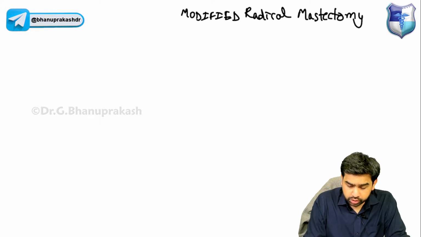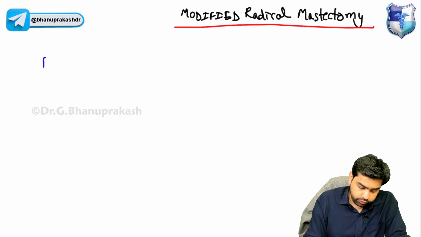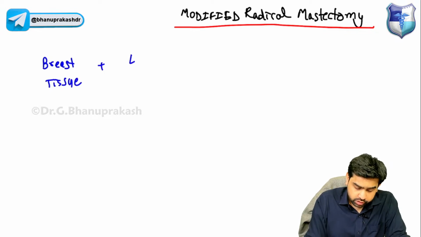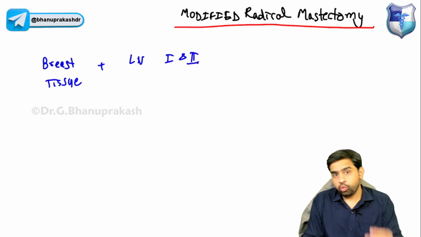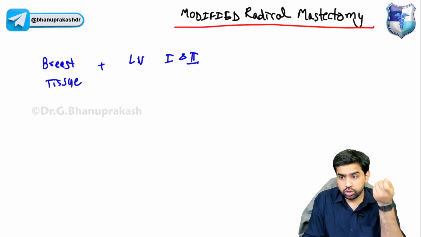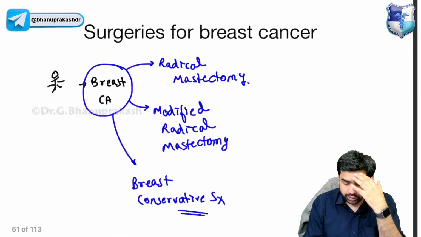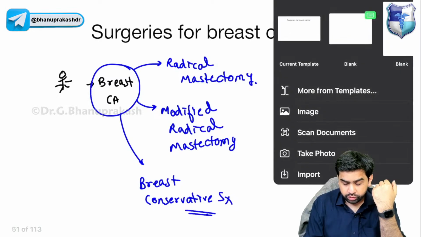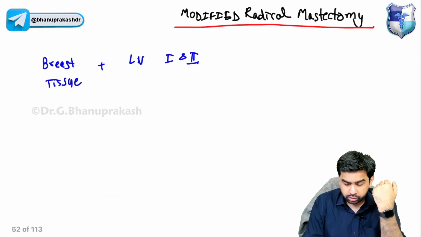Okay, so what about this particular modified radical mastectomy? In this, what are we going to do? Obviously, we are going to remove the breast tissue. Along with this, the lymph node stations 1 and 2 are removed. So what do we remove? We remove the lymph node stations 1 and 2. Now let's understand these particular lymph node stations. Where are these lymph node stations present?